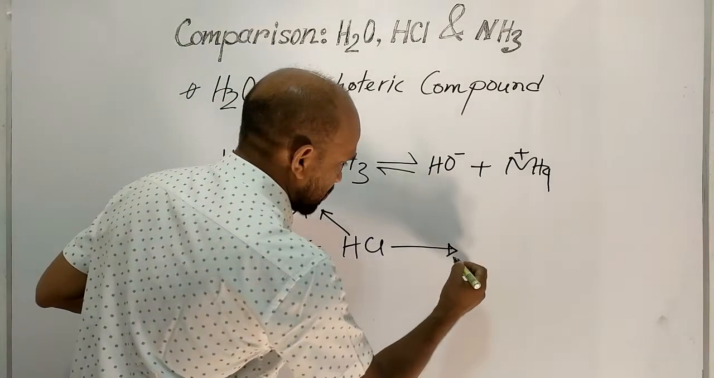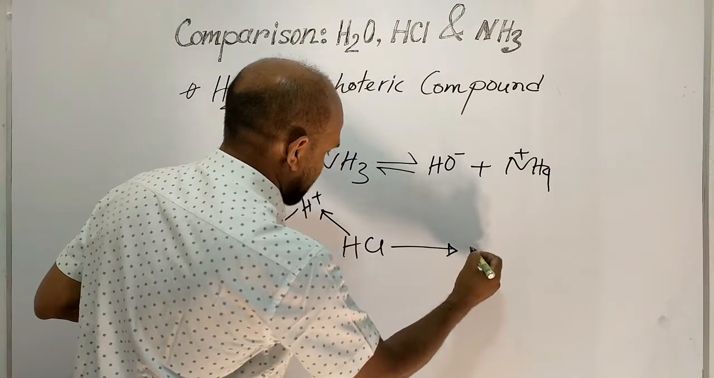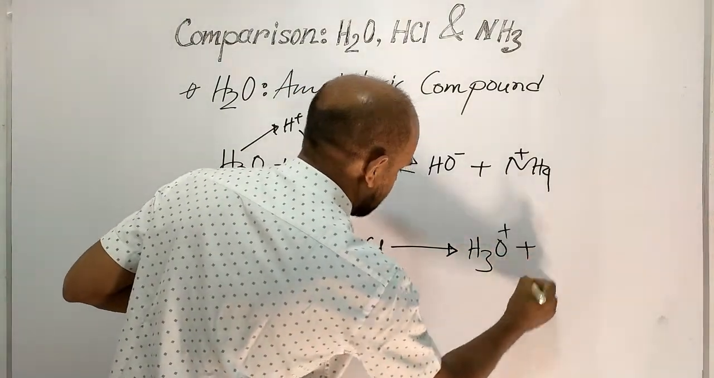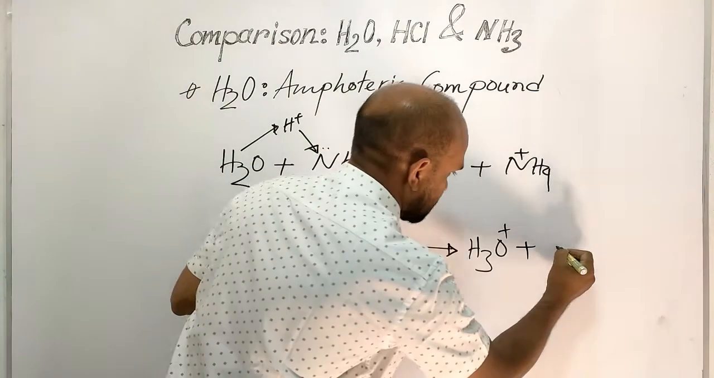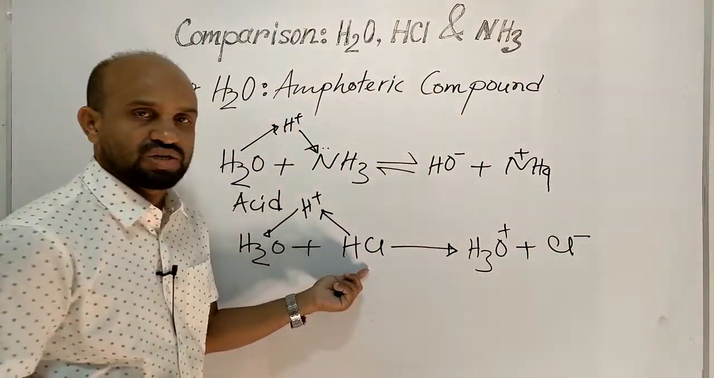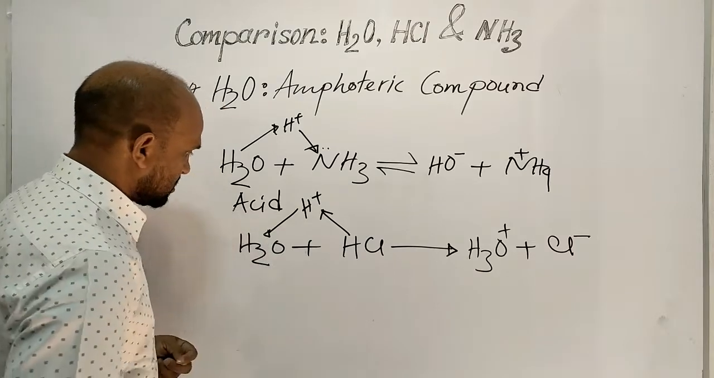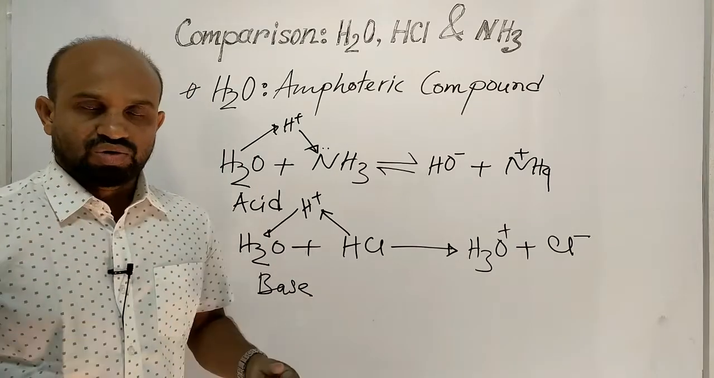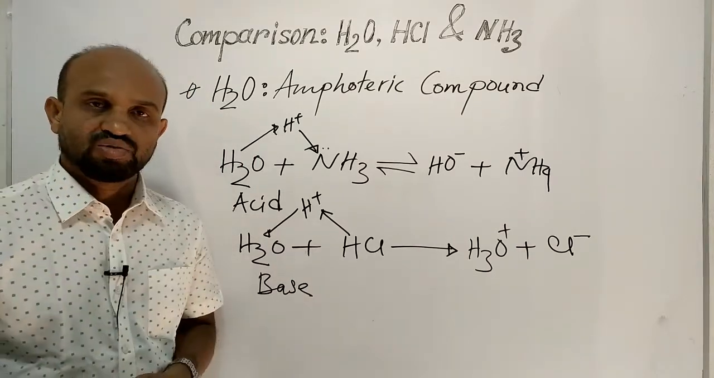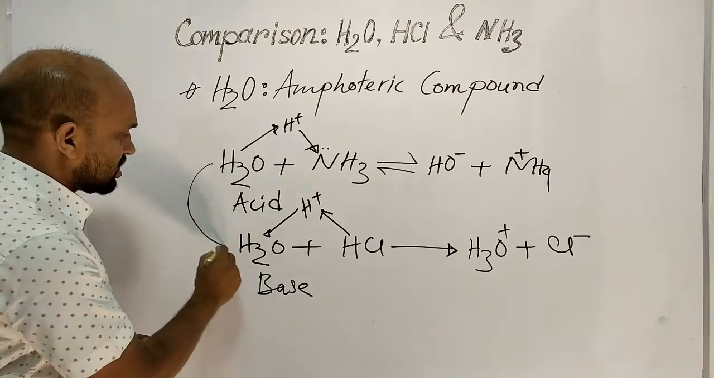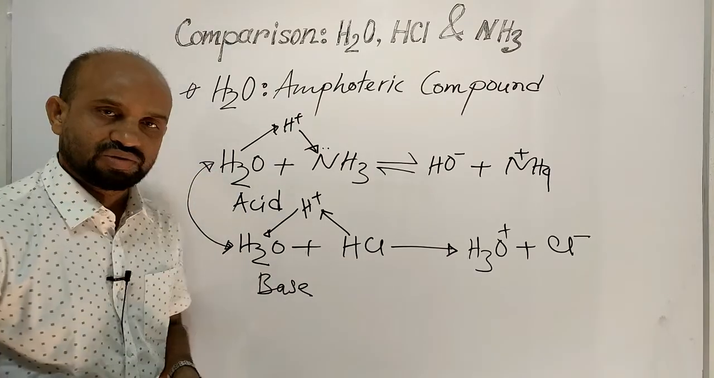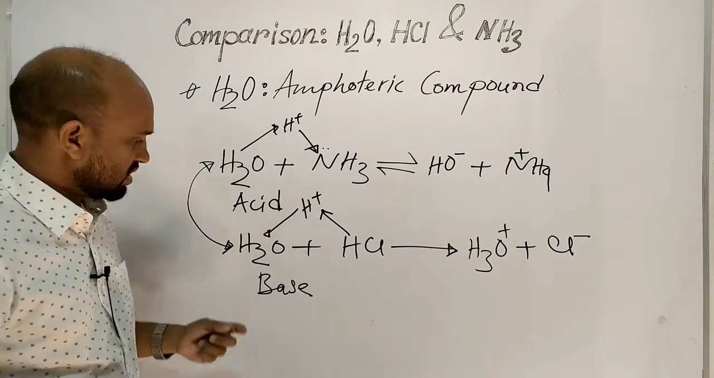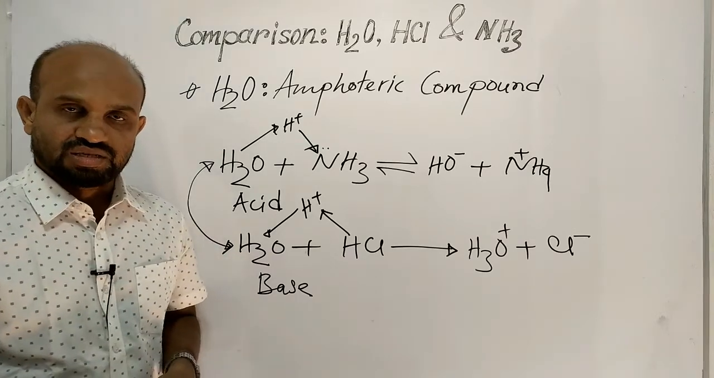Now let's write the products. After receiving proton, water becomes hydronium ion and HCl becomes chloride ion after donating proton. So in this reaction, water acts as base. So from these two reactions, we can say that water is a kind of amphoteric compound, because water in the first reaction acts as acid and in the second reaction acts as base.